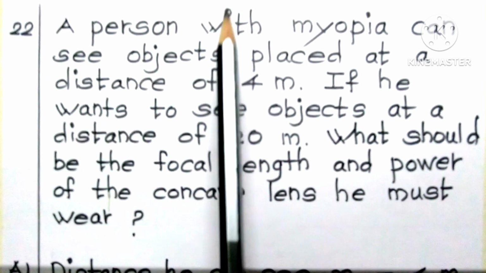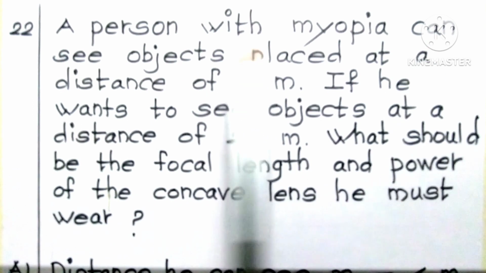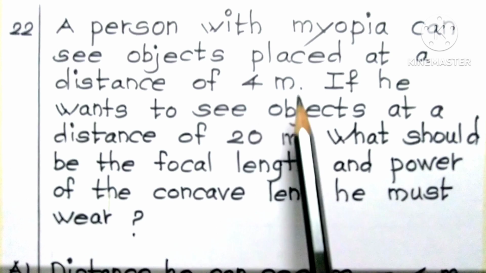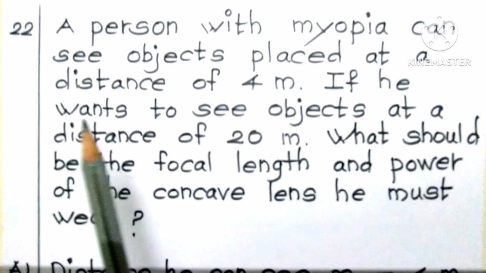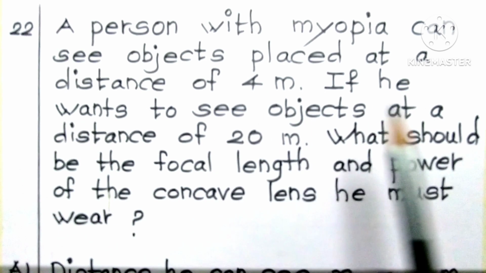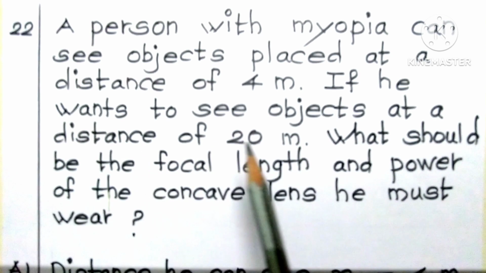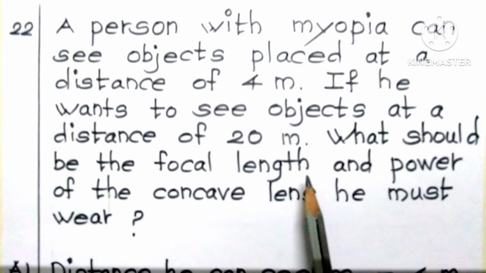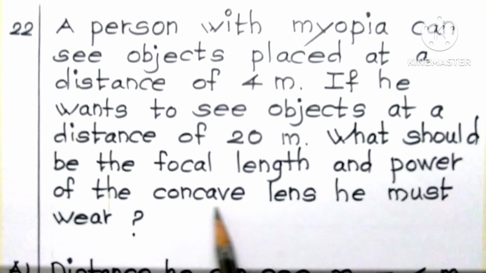A person with myopia can see objects placed at a distance of 4 meters. If he wants to see objects at a distance of 20 meters, what should be the focal length and power of the concave lens he must wear? So, now let us see the solution.